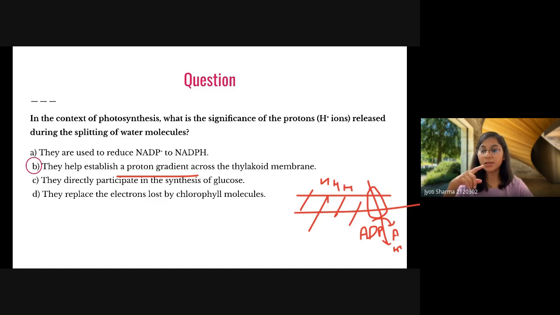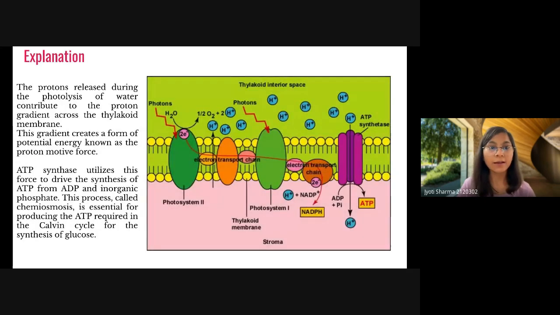Inside the chloroplast, we have the thylakoid membrane. To establish the proton gradient, we will use the protons that have been released after the splitting of the water molecule. So just see here, this is your thylakoid membrane, and after splitting of water, we do have a lot of H plus ions.